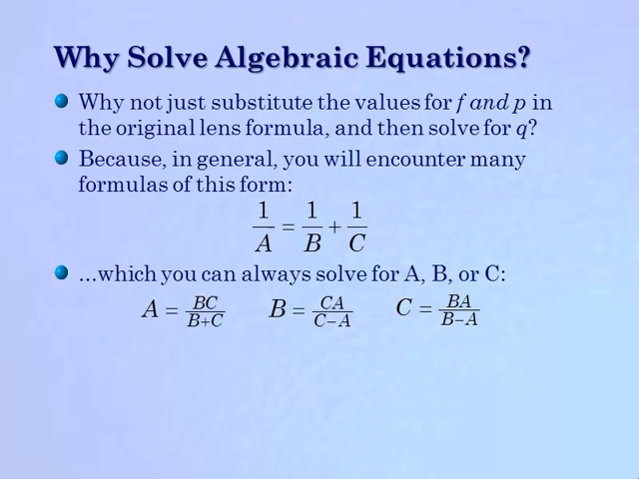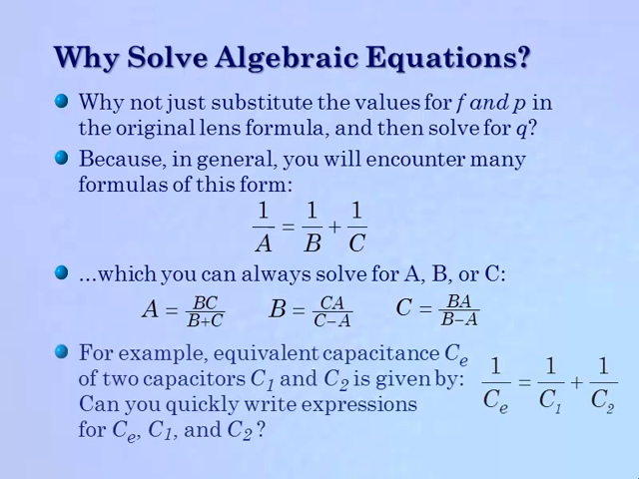And you'll notice that these two look an awful lot like what we saw before with our FP and Q expressions. For example, and you'll see this later on in the exercises, the equivalent capacitance, C sub E, of two capacitors, C1 and C2, is given by this expression. 1 over CE is equal to 1 over C1 plus 1 over C2. Can you quickly write expressions now for C sub E, C1, and C2? Sure you can. You have the pattern right here, and you can take each location and match it up with this pattern, and you can write an expression for each of those.